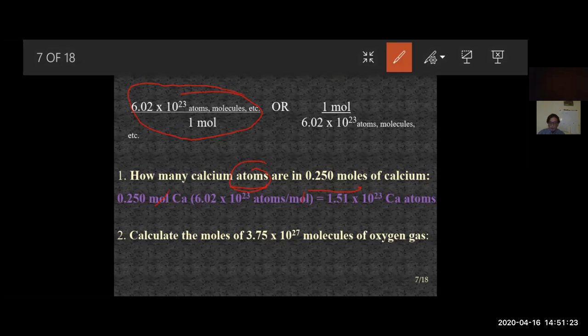Now you get into your calculator, type in 6.02 times 10 to the 23rd, and then multiply by 0.9, and you should come up with 1.1 times 10 to the 23rd atoms. So that's roughly a quarter of it, because I'm starting off with a quarter mole.